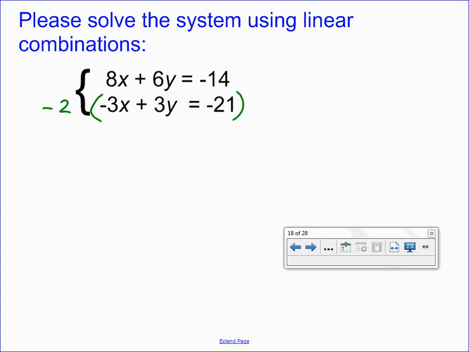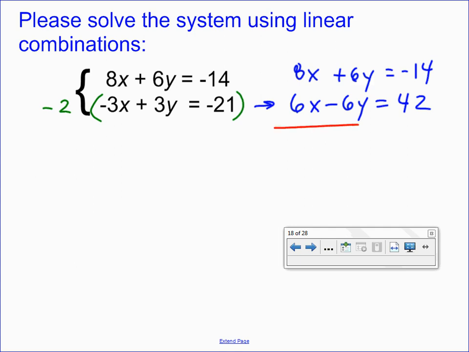That's awesome. Let's go ahead and rewrite that bottom one. I would get positive 6x minus 6y equals positive 42. On top, I'll rewrite as is, no change, 8x plus 6y equals negative 14. Now we've created exact opposites in the y terms as Caitlin specified. So let's add top to bottom. Line them up. 8x plus 6x is 14x, plus 6y minus 6y, the y's drop out. Yay, they're eliminated. And then negative 14 plus 42 is 28.